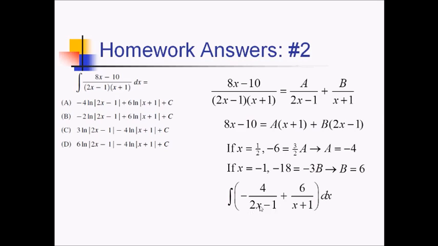But since my linear function here has a tail that's not 1, since the derivative of this is 2, I'm actually going to have to divide this by 2. So this is going to be negative 2 ln absolute value of 2x minus 1. Again, inside function, tail of 2. Over here, though, I don't have that issue. The derivative of this linear function is just 1, so this is just going to be 6 ln absolute value of x plus 1 plus c.